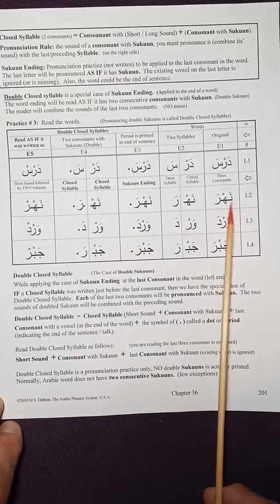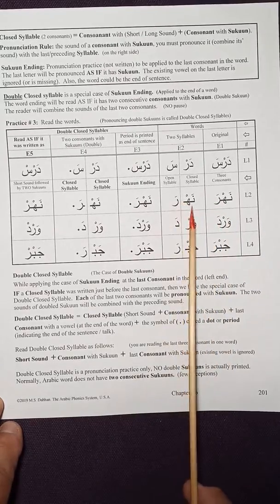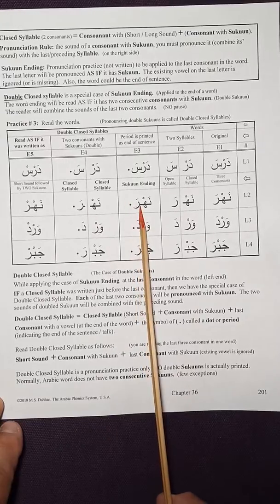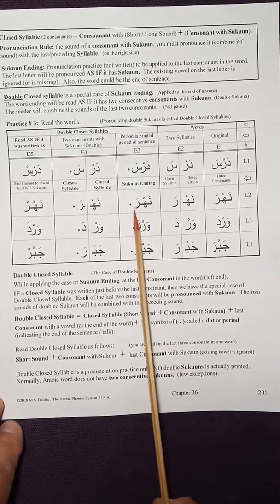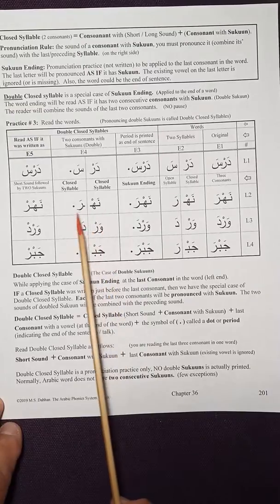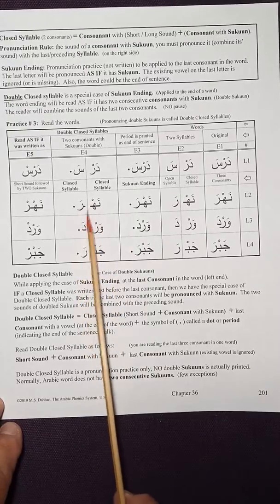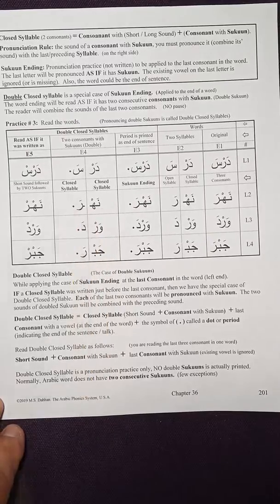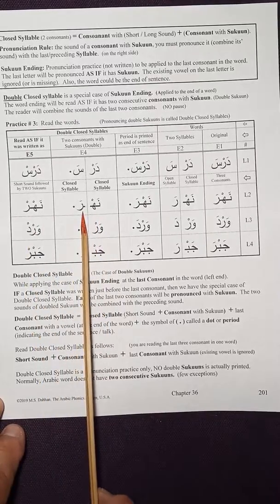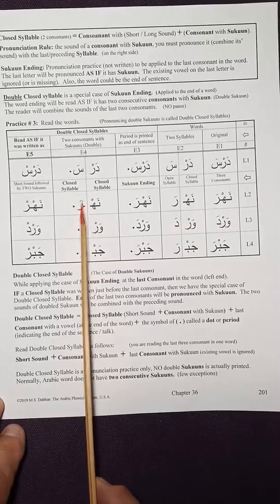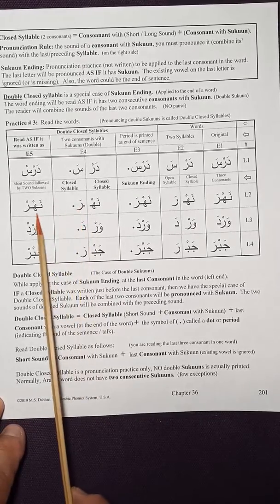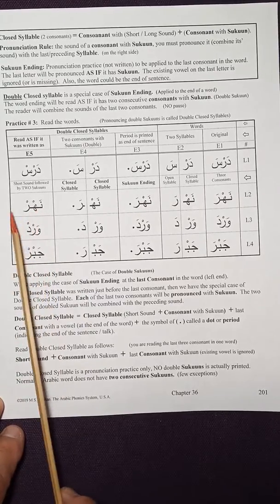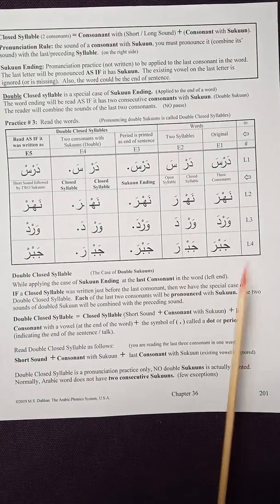Example number 2. Nah-ra. First a closed syllable, then an open syllable. And here we have the dot. So immediately we have a sukoon ending situation. This one here is a closed syllable, and this one we already know is a closed syllable. So now we have two of them. In this case, this vowel is ignored, and we read it as if it has sukoon. Nahr. Nahr.